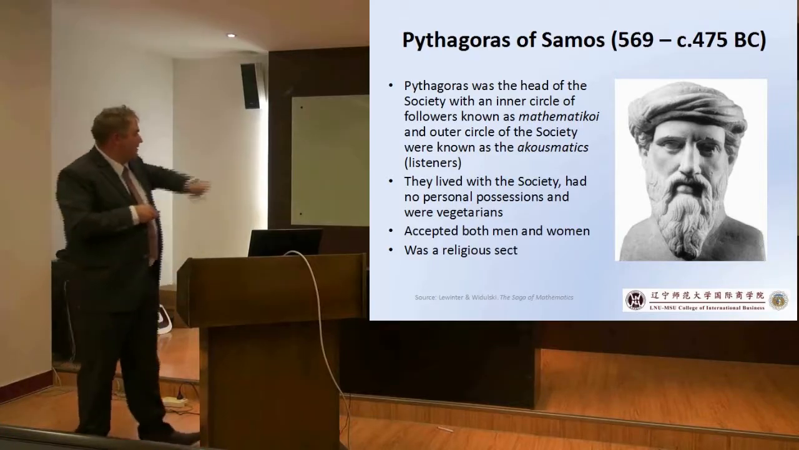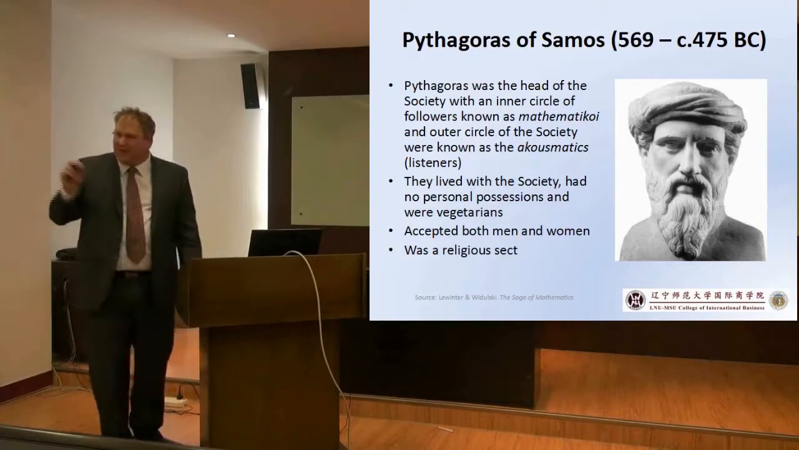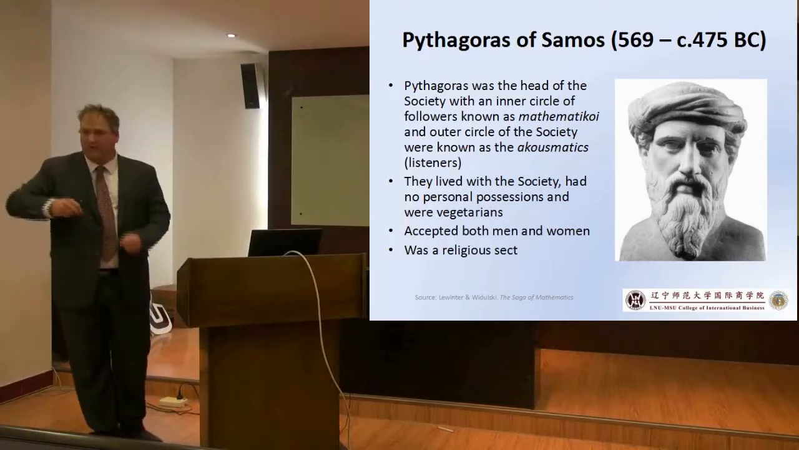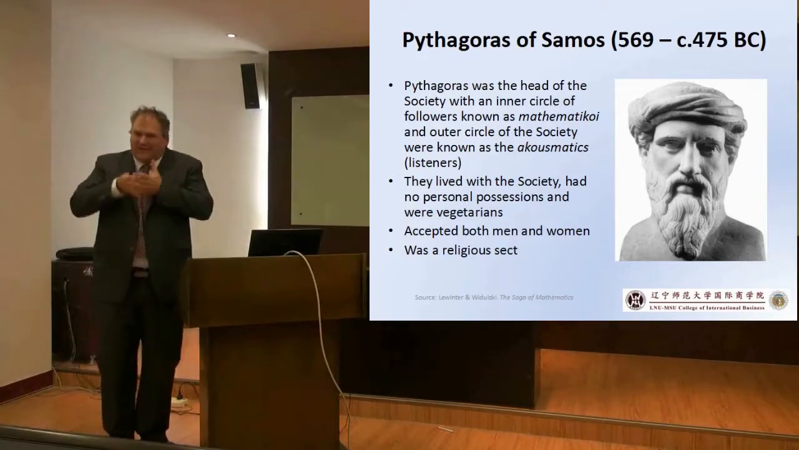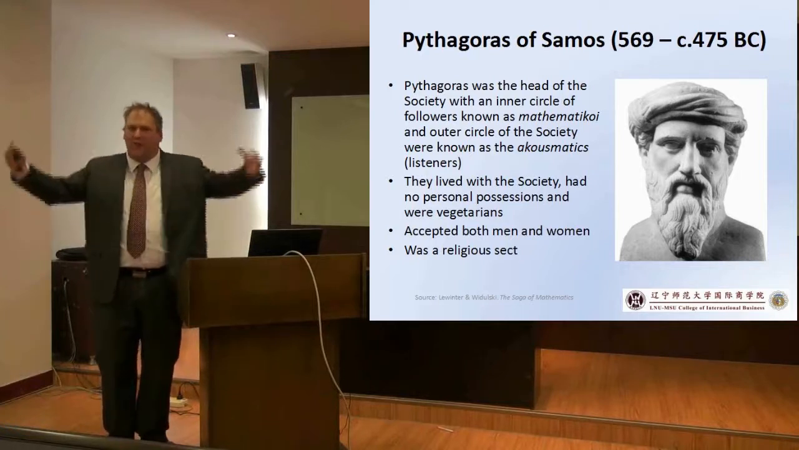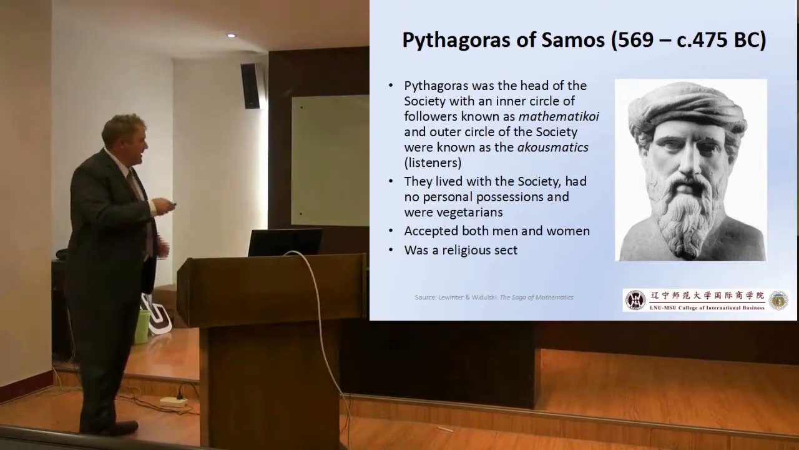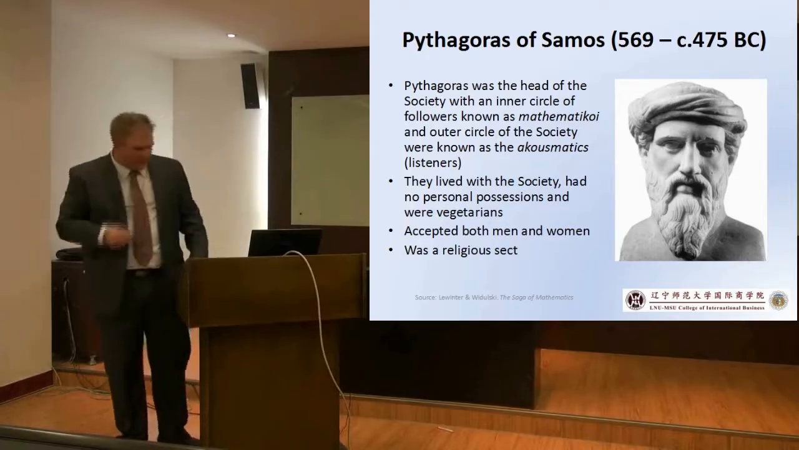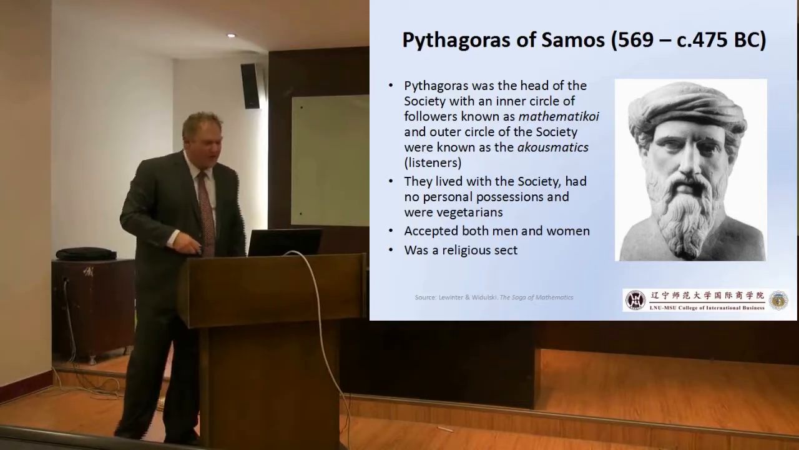They called it acousmatics, listeners, and they had the inner circle as well. A great thing about the Pythagoreans is they included both men and women, and it didn't matter who you were. If you could bring something to the table, you brought it to the table. It was a mathematical sect, a religious cult, that looked at numbers as a way of discovering the universe. Very interesting, isn't it? They lived in a society, had no personal possessions, and were vegetarians, which, not good for me, I've missed that. But pretty fascinating. So the Pythagorean theorem is here.